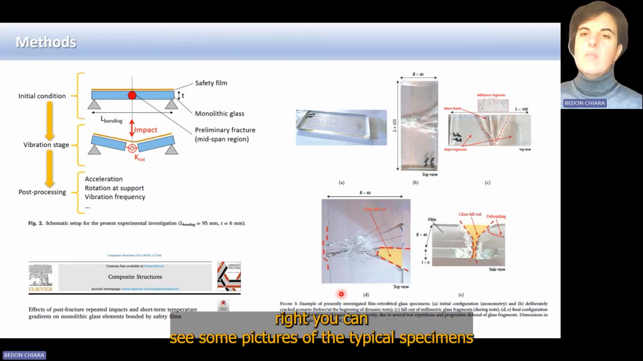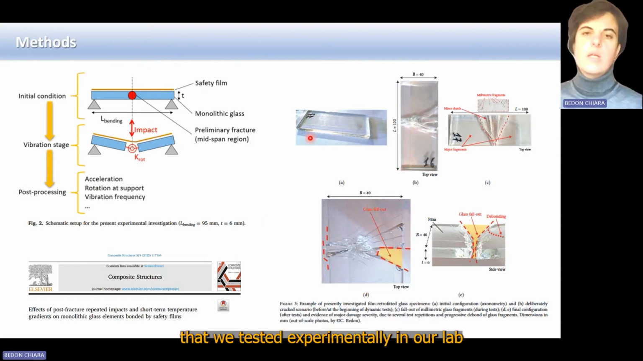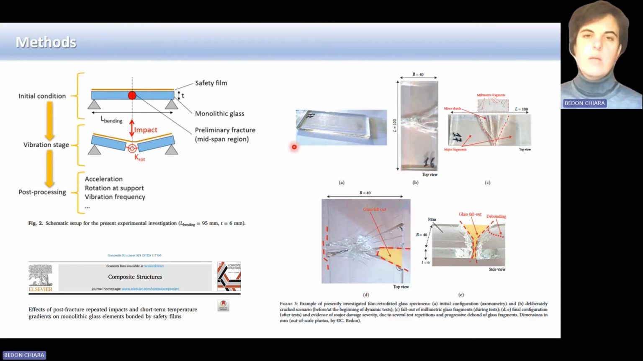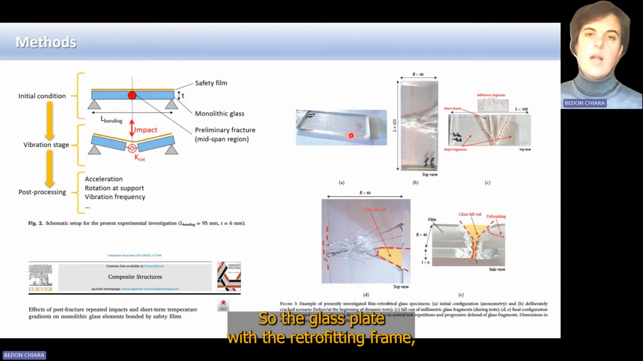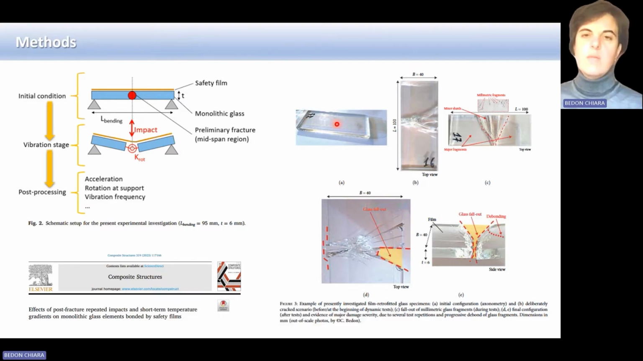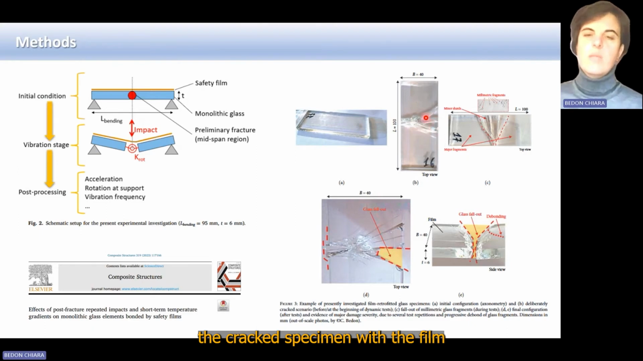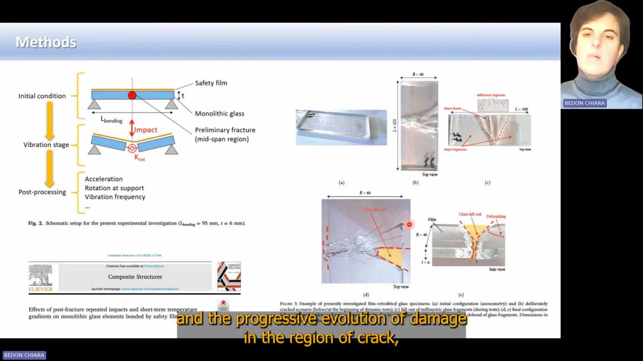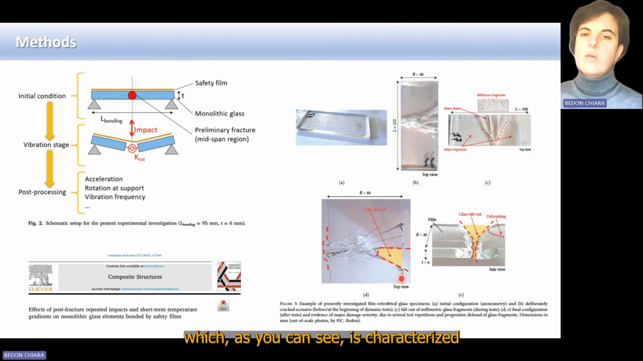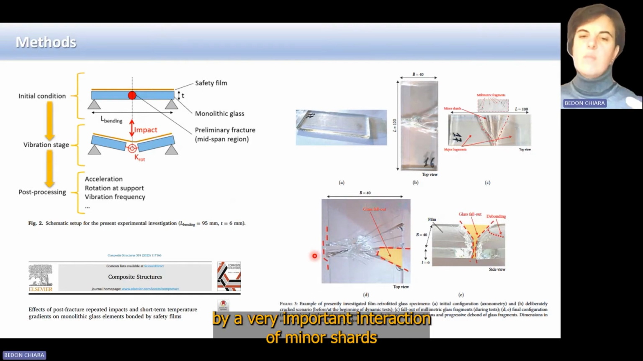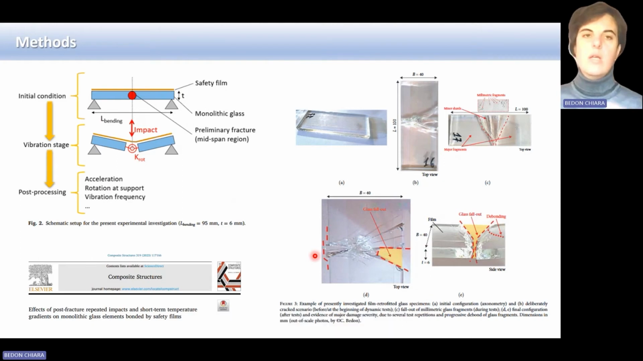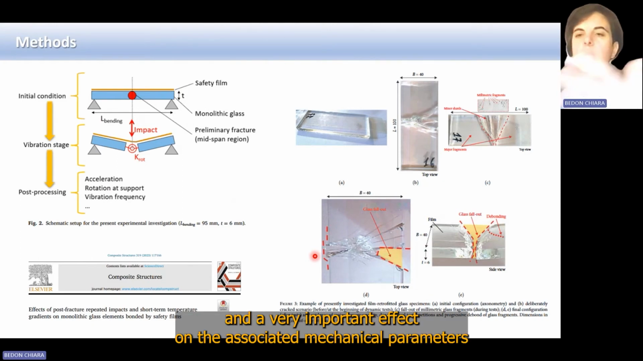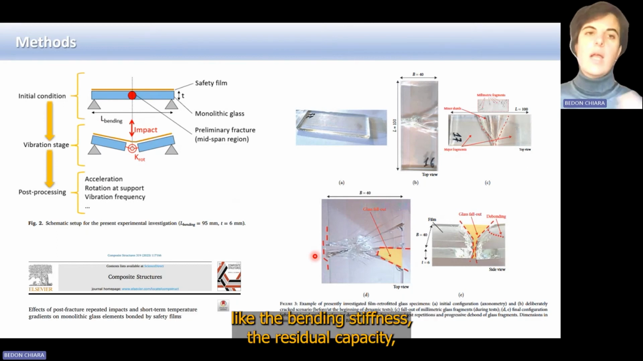On the right, you can see some pictures of the typical specimens that we tested experimentally in our lab. The intact specimen, so the glass plate with the retrofitting film, the cracked specimen with the film before the experiments, and the progressive evolution of damage in the region of the crack, which, as you can see, is characterized by a very important interaction of minor shards and a very important effect on the associated mechanical parameters, like the bending stiffness, the residual capacity, and so on.